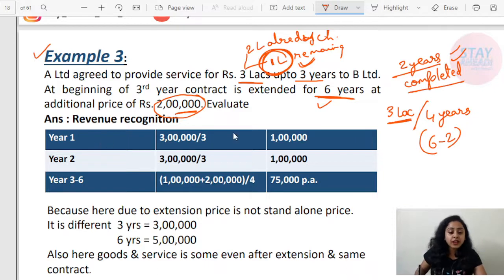So for year 1, it was 1 lakh, no doubt. For year 2, it was 1 lakh. Great. From year 3, 4, 5, 6, it will be 75,000. How come? 1 lakh that was remaining of the previous amount, and then 2 lakh additional that have been increased in the price. 3 lakh divided by 4, that is 75,000 per annum. Okay.